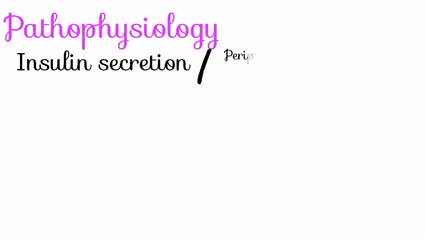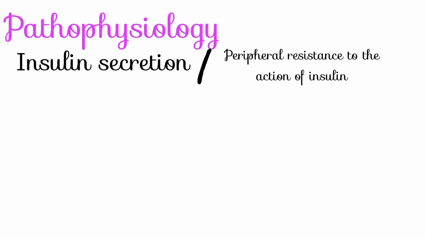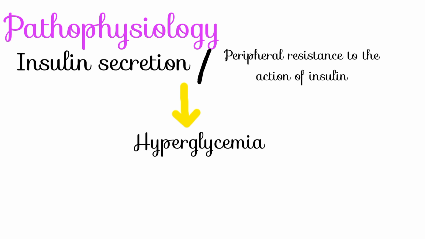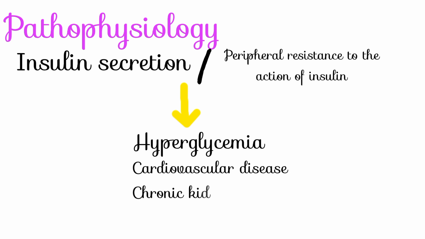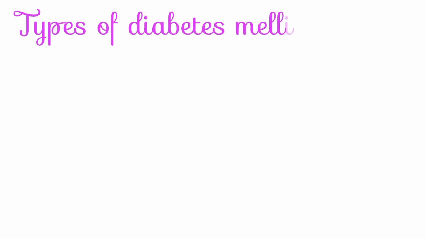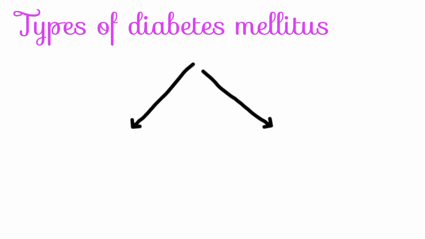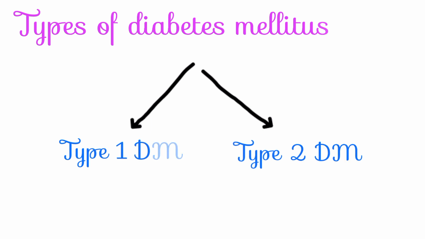Diabetes occurs when there is a problem with insulin secretion or peripheral resistance to the action of insulin. This problem leads to hyperglycemia and its associated complications such as cardiovascular disease, chronic kidney disease, and neuropathy. Diabetes is mainly divided into two types: type 1 diabetes mellitus and type 2 diabetes mellitus.